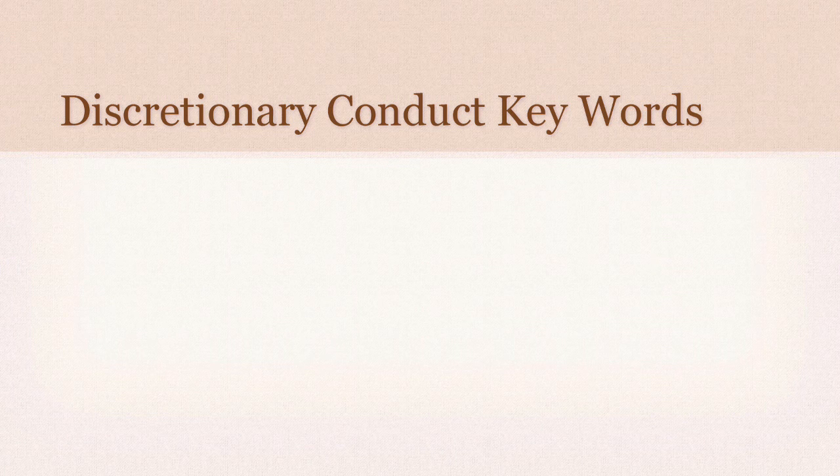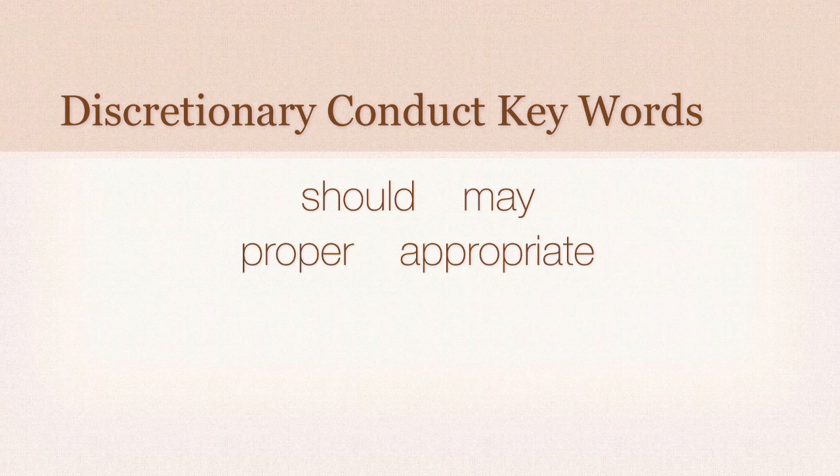What is discretionary conduct with regard to the rules of conduct? It means that the rules are aspirational. If an attorney encounters a rule that has a discretionary prohibition, it means a lawyer will not be disciplined if they violate that particular rule. Key words signaling discretionary conduct are words like should, may, proper, and appropriate.